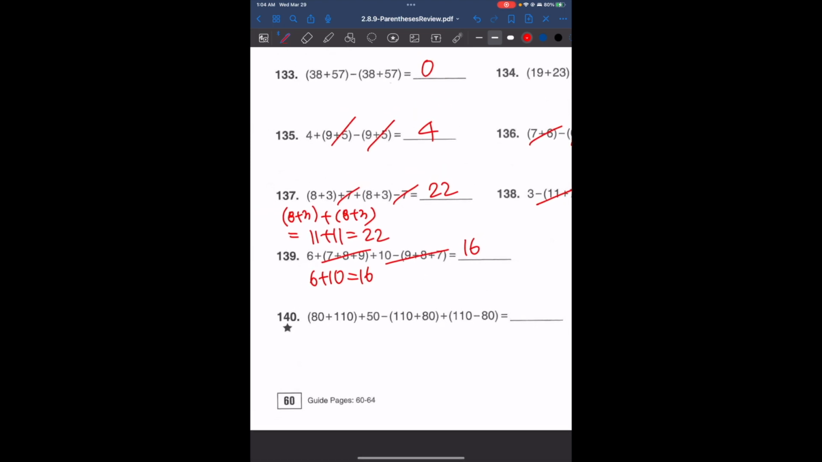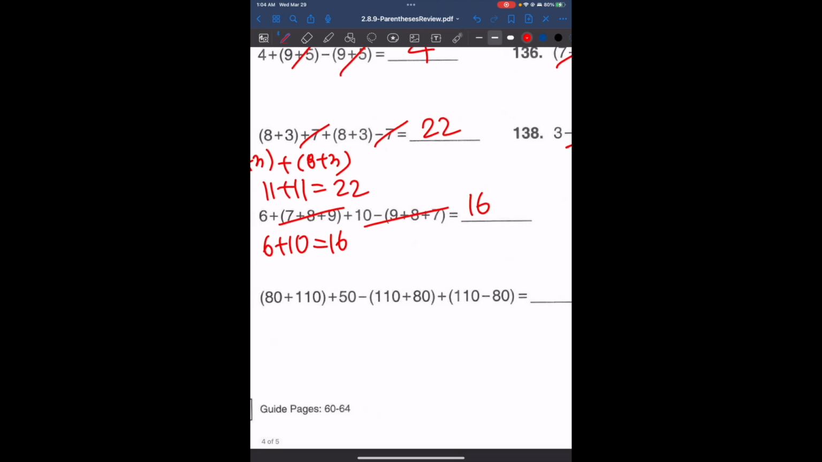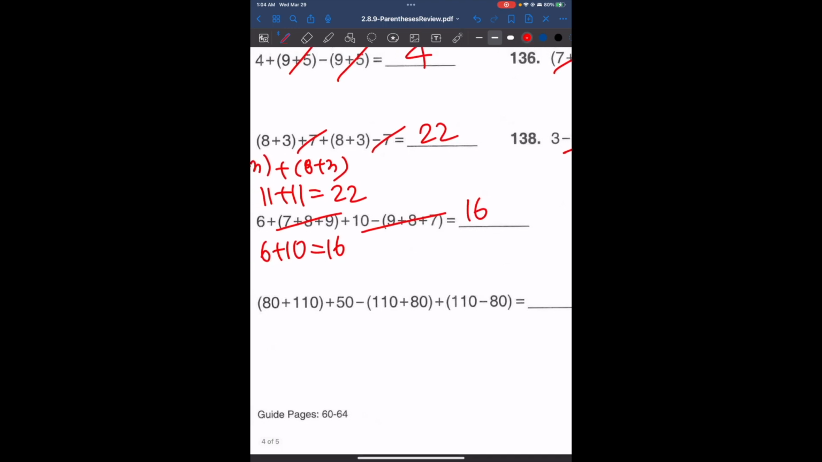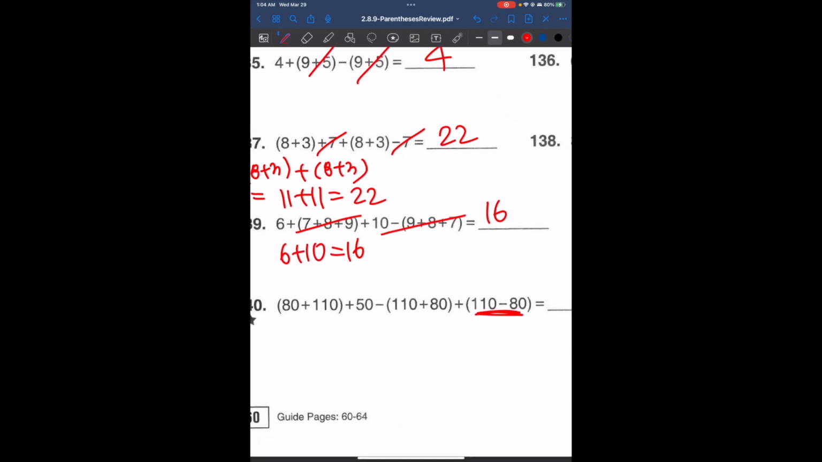Now we have problem 140. So we have 80 plus 110, 110 plus 80, 110 minus 80. Now this one, even though it looks similar, we're subtracting 80 from 110. But the other two, we're adding the same numbers. We're adding 80 and 110 together. So this one is different, even though it may look the same because it uses similar numbers.